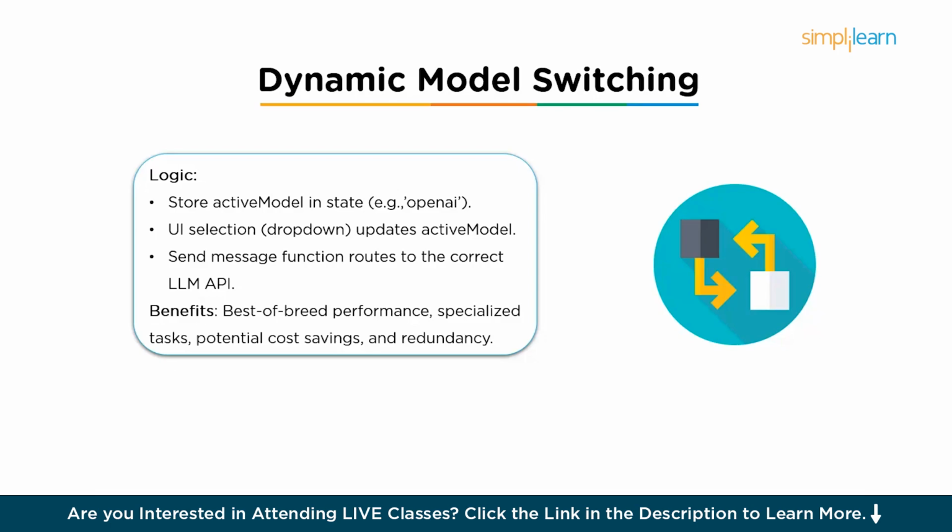The benefits of implementing dynamic model switching are significant and directly tie back to why we use multiple LLMs. It enables best of breed performance, it allows for handling specialized tasks, there's potential for cost savings, and importantly, it provides redundancy. This dynamic capability makes your chatbot much more flexible, powerful, and robust.